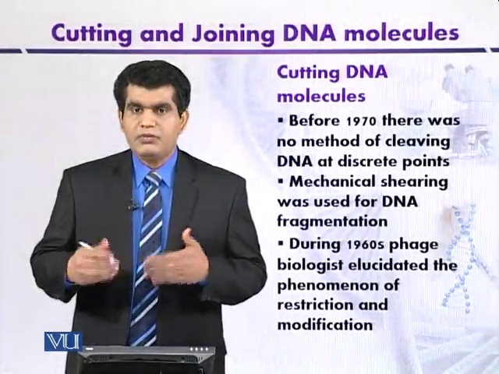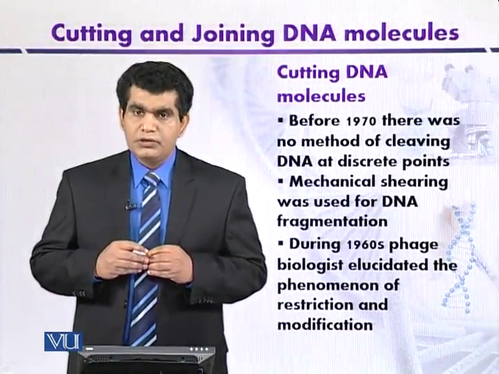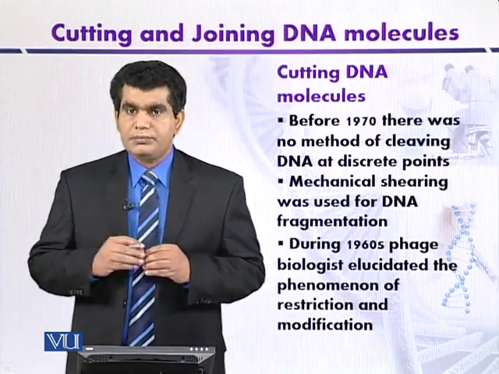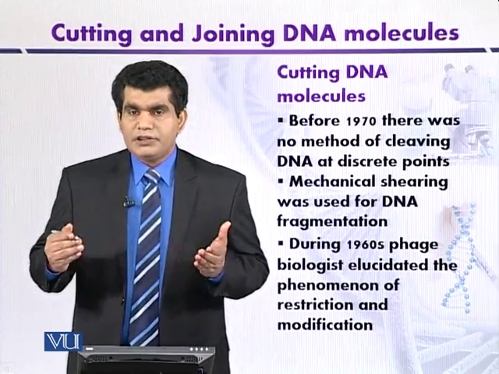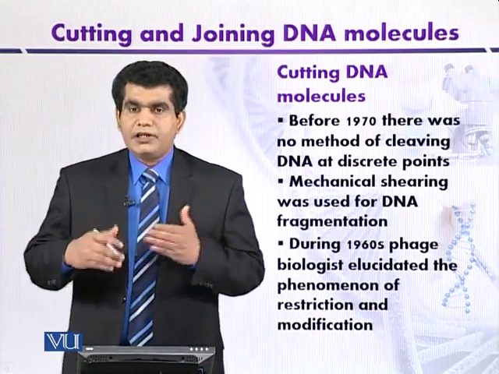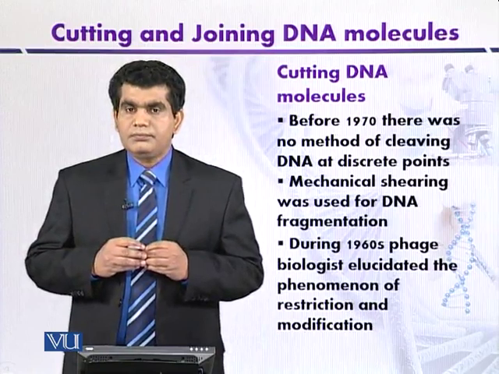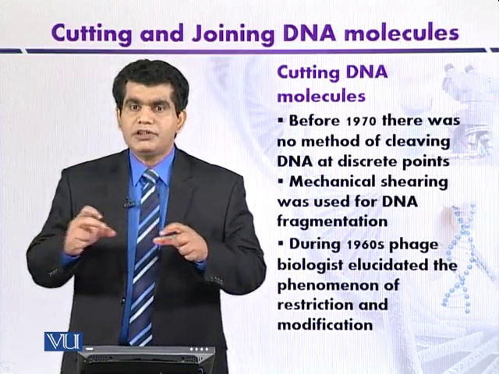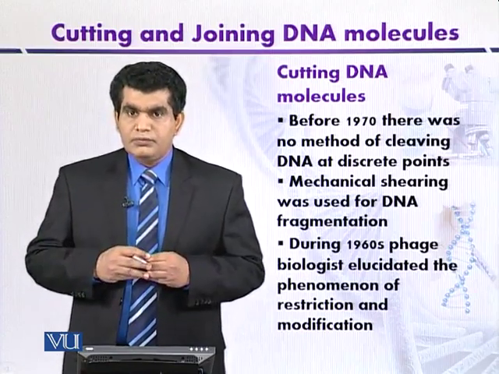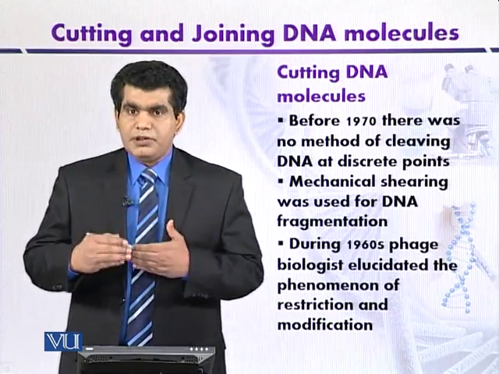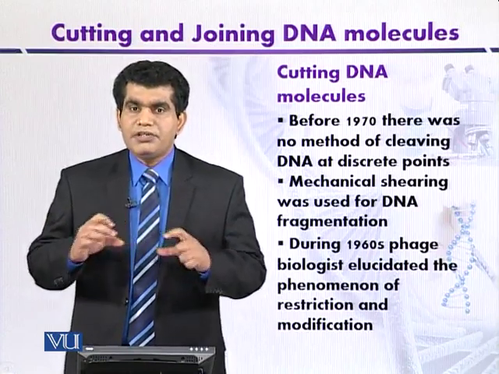Next chapter that we are now going to start is cutting and joining DNA molecules. This is one of the basic steps in the field of gene manipulation. Before the 1970s, methods that could cut the DNA into discrete fragments were not available. When fragments of a particular size were not available, we could not proceed further. That is, DNA cannot be manipulated into a suitable vector until we have fragments of a reasonable length.